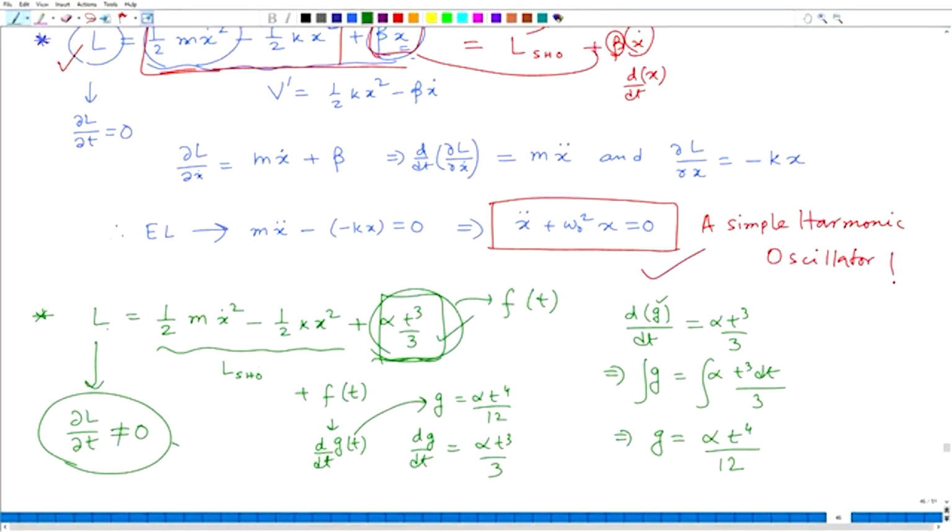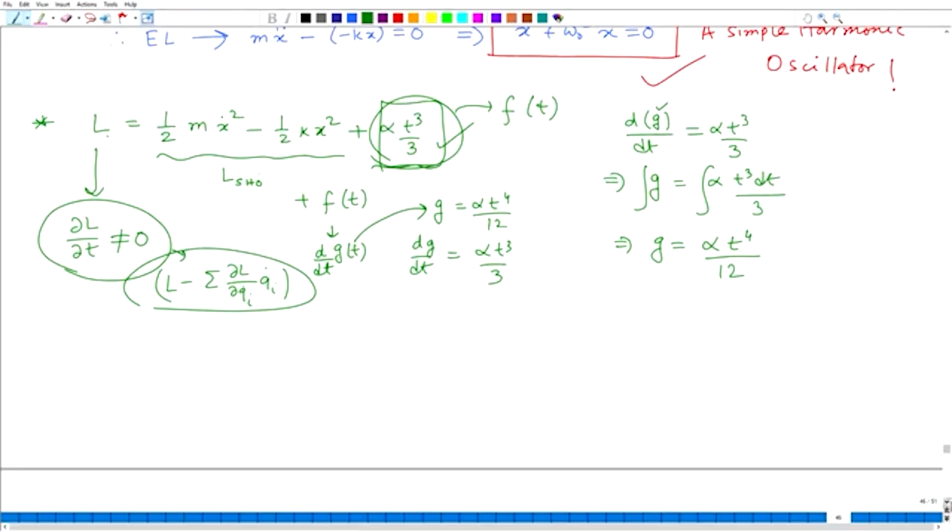So, the function which we defined, if you remember, if this is not equal to 0, then of course L minus the summation over del L del q_i dot times q_i dot is not conserved. But we have seen for a simple harmonic oscillator, this is equal to the total mechanical energy. You can check. If you are not convinced, I can show you immediately.